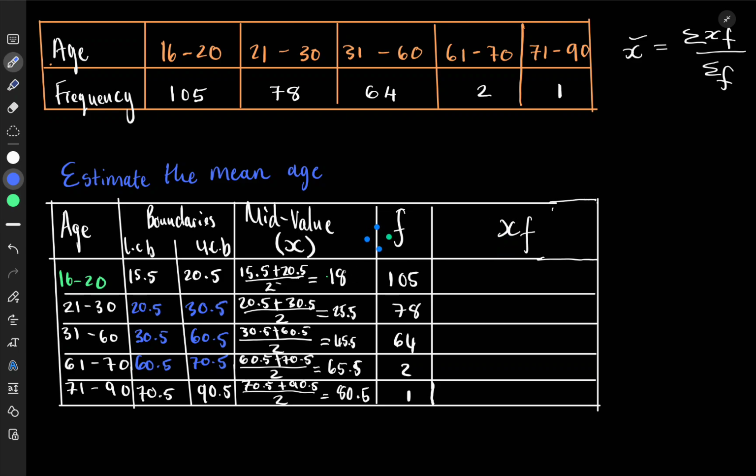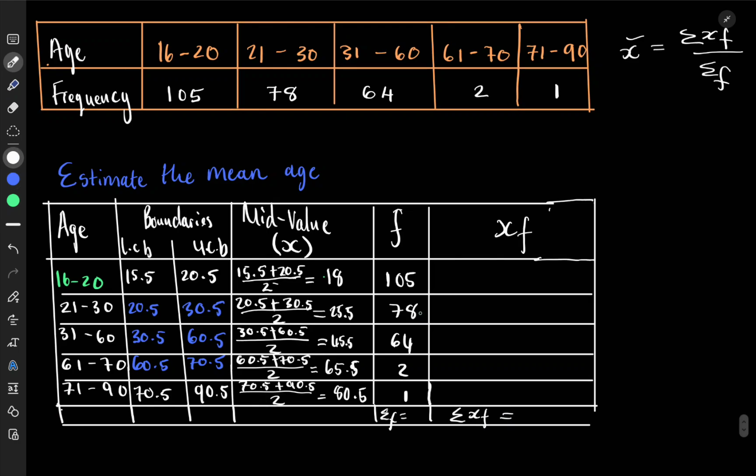Then now I can get x times f, the mid value times the frequency. That's the new thing that I now start to do. And then I can put all of them. Then now I can put their sum at the end. So there is always a last row that I had forgotten to put here. And it is going to be for the sum. In here, we'll say summation of f is equal to. In here, we say summation of xf is equal to, we're going to add them, right?